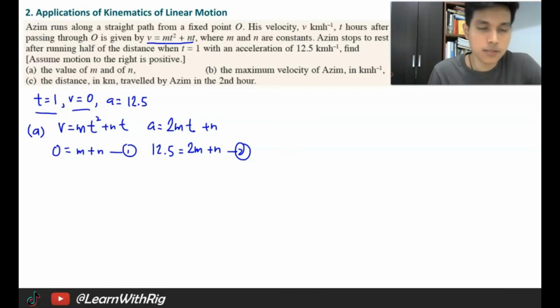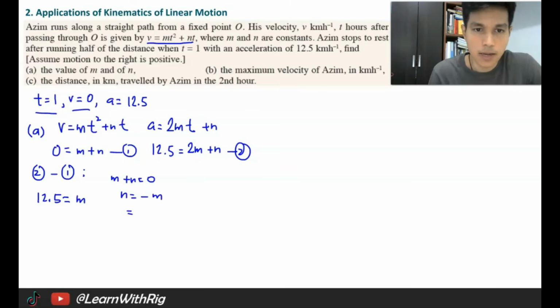So you can do simultaneous equations. You can solve using simultaneous. So you can use elimination lah. So I'm going to take equation 2 minus equation 1. So I'm going to get 12.5 equals m. Okay, so when m is equal to 12.5, you can find your n value. We got m plus n equals 0, right? So n is equal to negative m. So n is equal to negative 12.5. So first question already done. We already found both m and n. Okay, maybe I shouldn't write. Sorry, that's not m.